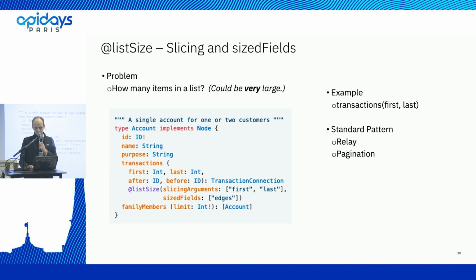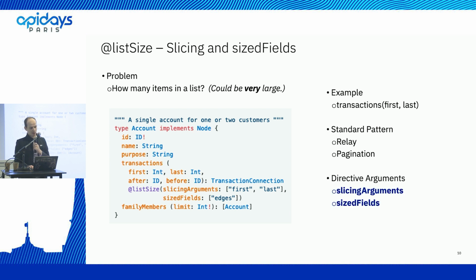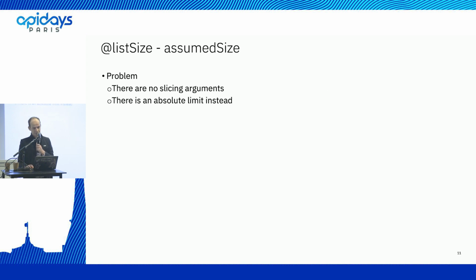For the cursor pattern, for example Relay and pagination, this is really where this is useful. The directive arguments are slicing arguments and sized fields that you can just put in the SDL, and then the consumer of that GraphQL graph can know what they need to add.